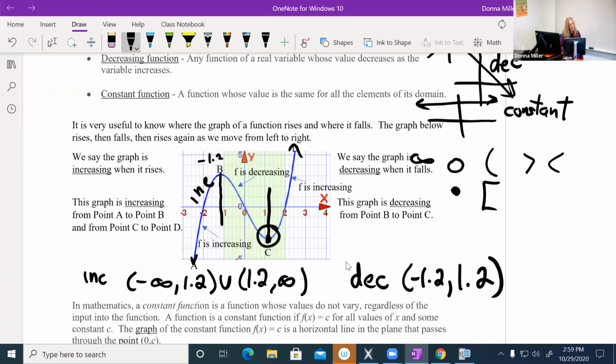This is what's going to happen in your quiz, and that's why I want you to wait for my email. Some books include that as part of the interval, and some don't. I'm on this end of the fence. I don't think it's increasing or decreasing at 1.2. I think it's neither, it's changing. But some books will include it with a square bracket. So it depends on what book you read and what professor you talk to, whether they want a square bracket or not.